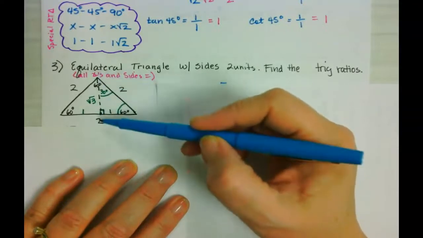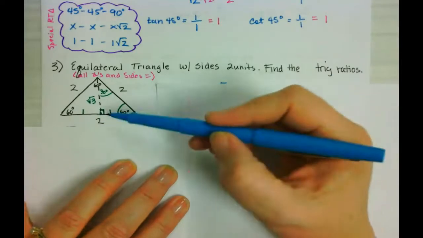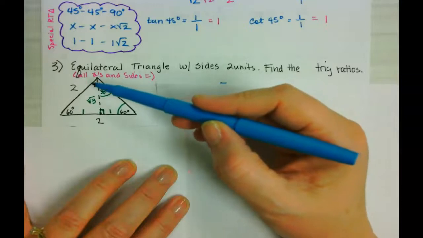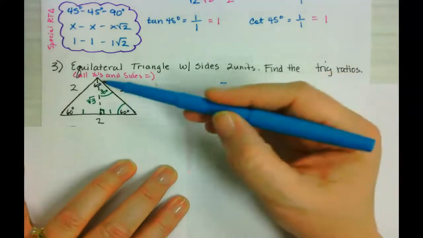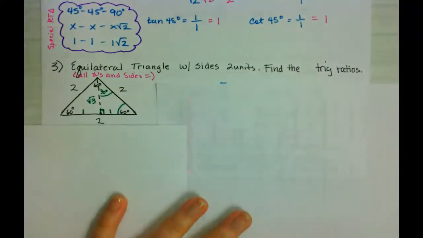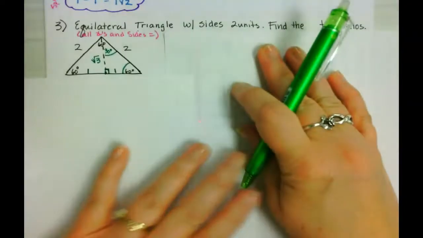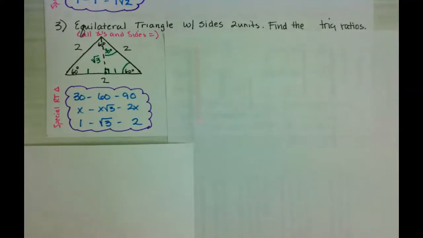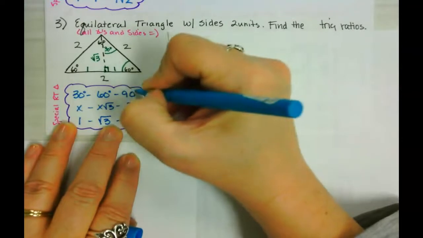Well, if this altitude splits this, it divides this bottom side equally, and so I get 1 and 1, and then I know that it also splits this angle evenly, so that's 30 degrees and 30 degrees. So you can see right over here I have a special right triangle. Okay, so we have more patterns for 30, 60, 90 triangles. And again, let me get my degree marks on here, guys. So 30, 60, 90.